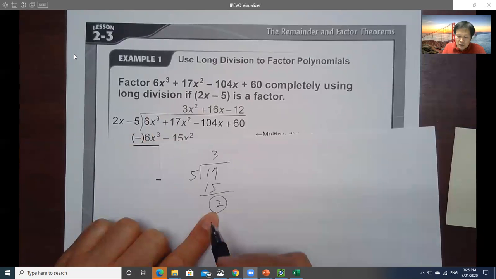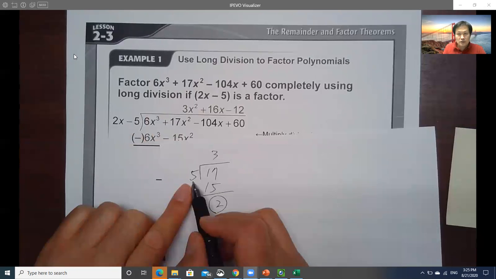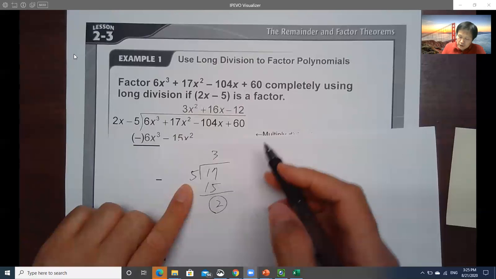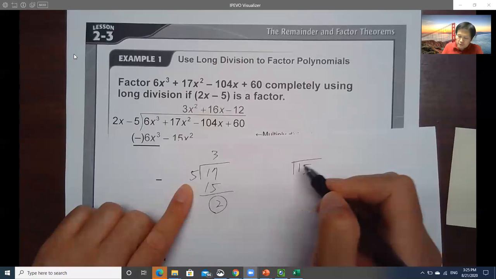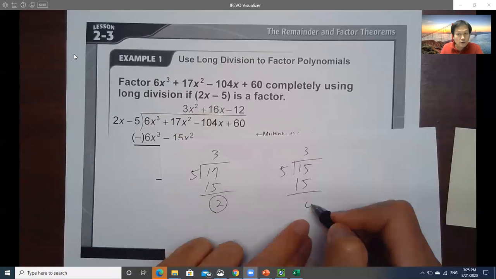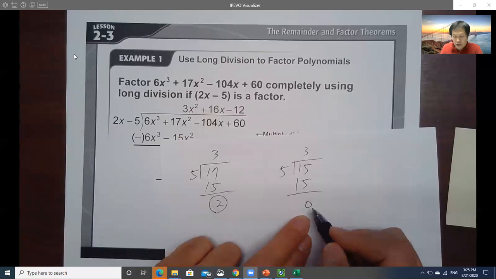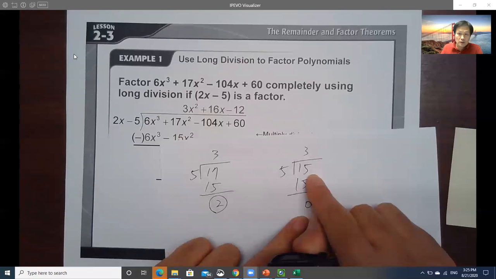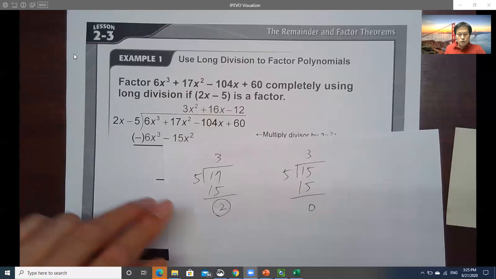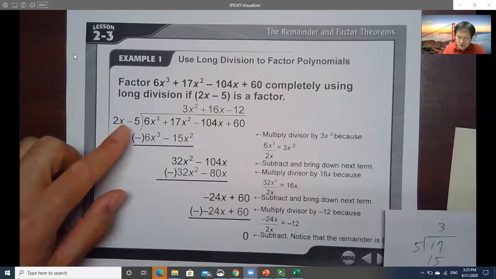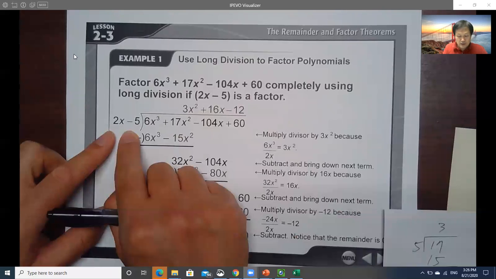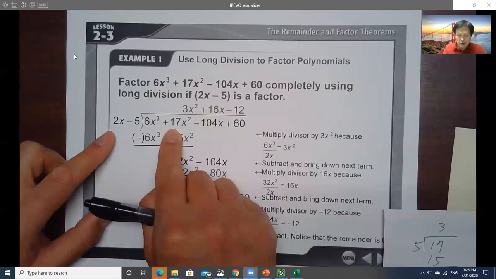So we don't say 5 is a factor of 17. 5 is not a factor of 17. But if you do 15 divided by 5, you get 3, 15, you get a remainder of 0. If the remainder is 0, that means 5 is a factor of 15. That's what we say. So when you do long division, if you get 0 as a remainder, we say this is a factor of this. Okay?